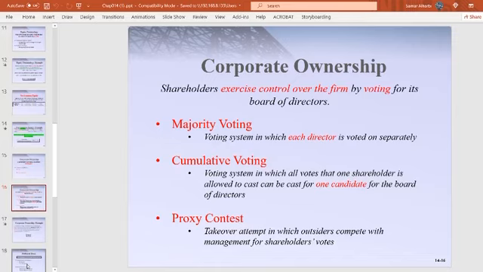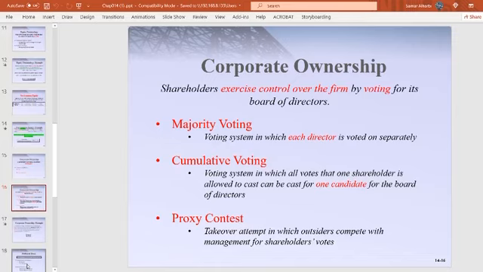So there are different types of voting which companies may follow, and it depends on company to company. It's not about what is right or what is not right. It's about whatever policy the company and the shareholders think they want to take, and they will take it. Okay, the first one we call majority voting. So what is majority voting? Majority voting is voting in which each director is voted on separately. What is meant by this?